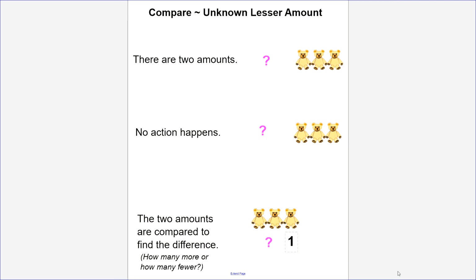Now, third grade, let's look at the other kind of compare problem we'll solve today. Compare problems with an unknown lesser amount. Here you can see we have our teddy bear problem yet again. This time, though, we know the greater amount, 3 teddy bears, and the difference, 1. What we do not know, the unknown information, is the lesser amount. We do not know what the lesser amount is.